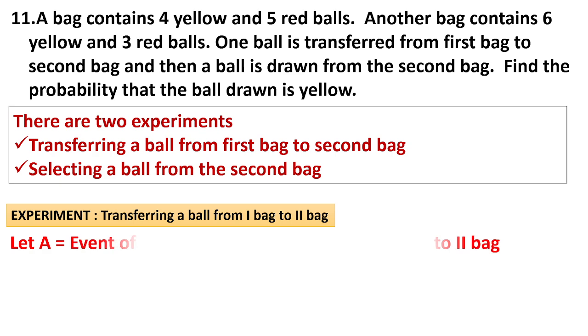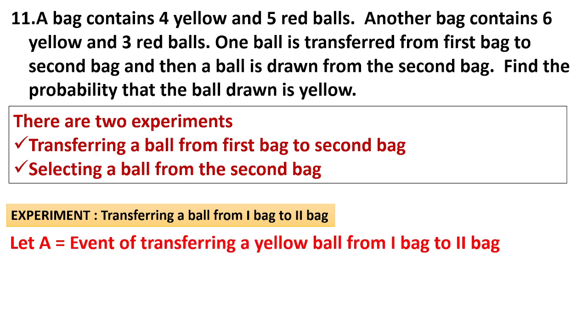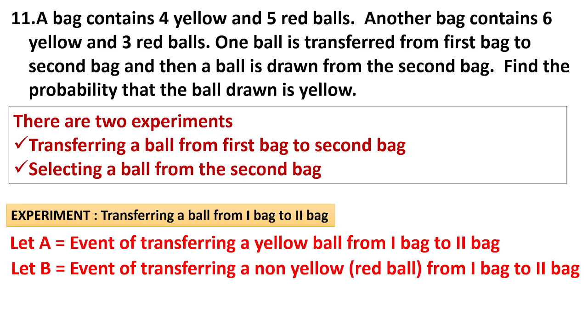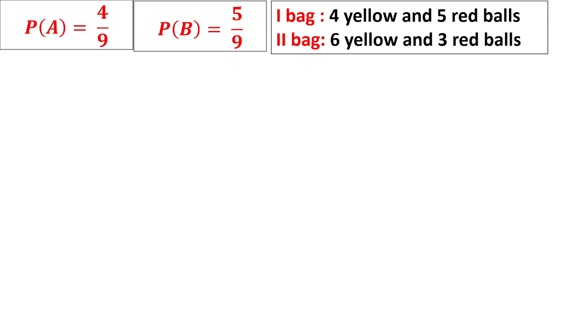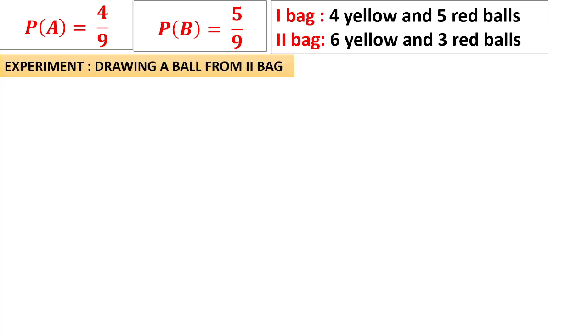Which ball can be transferred? Either yellow is transferred, or event B, non-yellow is transferred. That is a red ball. Suppose if there are 3 colors, then you can directly take it as non-yellow. Now P of A is 4 by 9. All of you know P of B is 5 by 9. Simple. Now we have to find drawing a ball from the second bag.